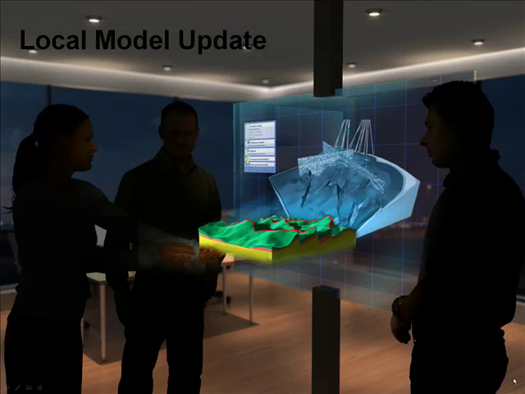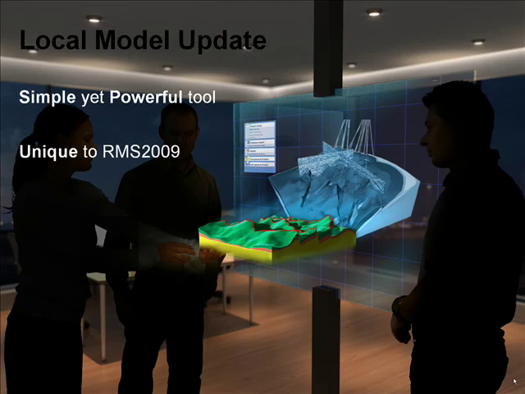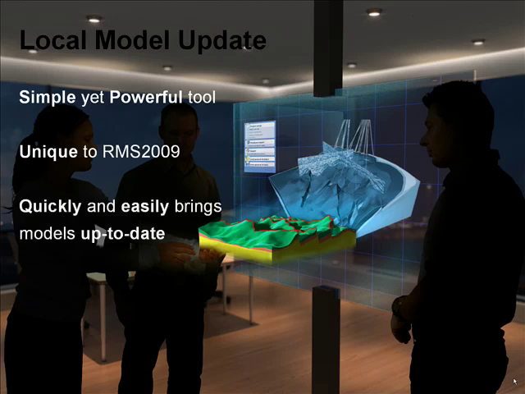This brings us to the conclusion of this video, which has highlighted the simple yet powerful functionality now available for local property model updating. This is unique to RMS 2009. But as you've seen, it quickly and easily brings your models up to date with new data and thereby vastly improves accuracy.